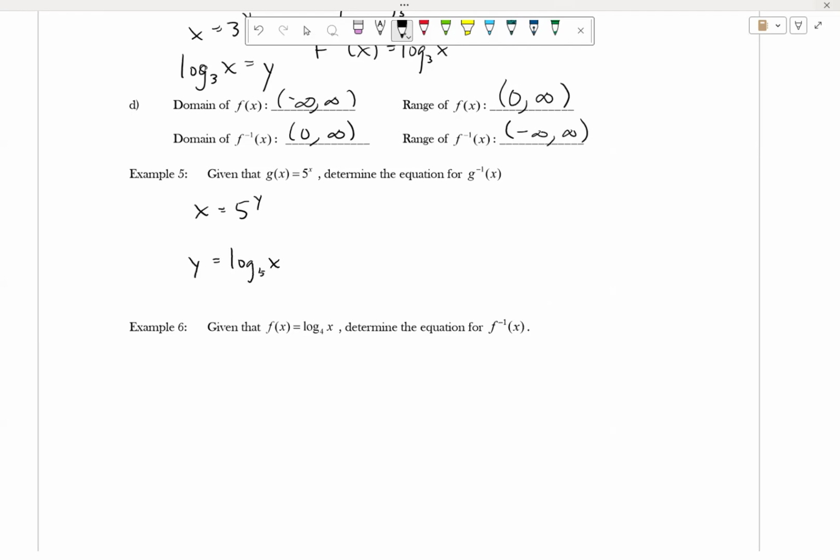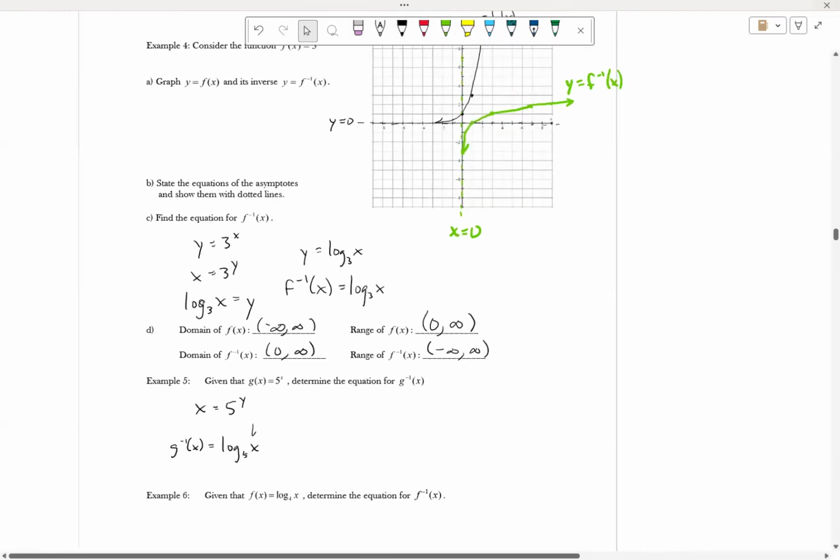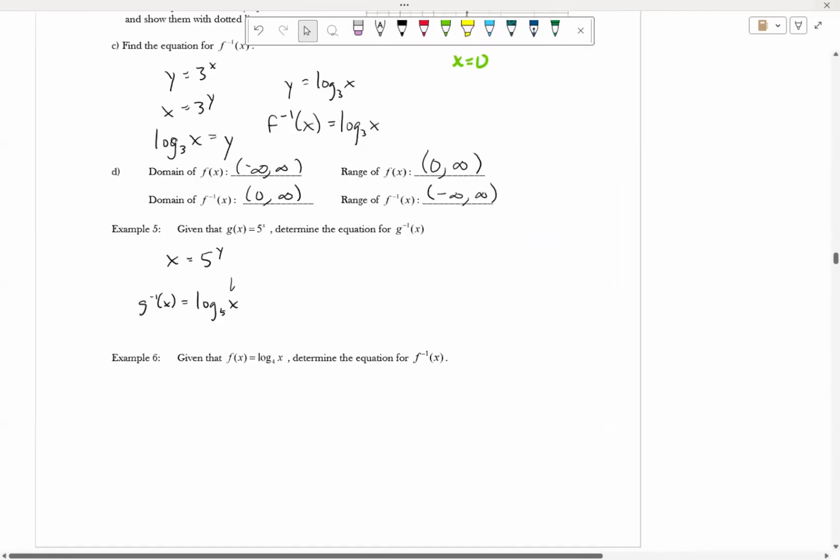Are we good? And that y is just the same thing as not f inverse, but in this case, g inverse. That's it. Thank you. So we see that the inverse of 5 to the x is log base 5 of x. We see that the inverse of 3 to the x was log base 3 of x. I think we see a pattern there.